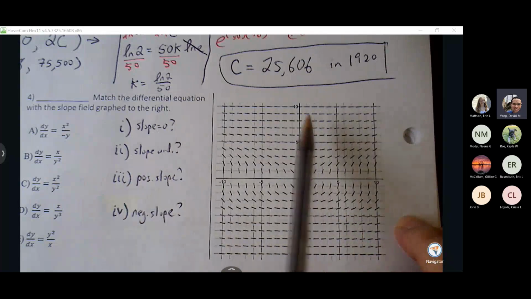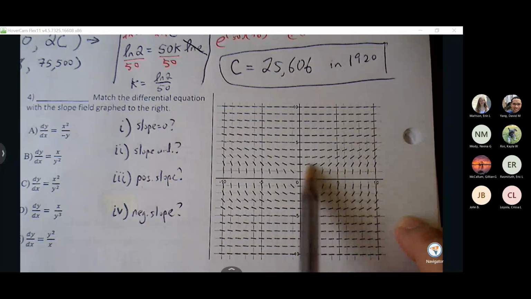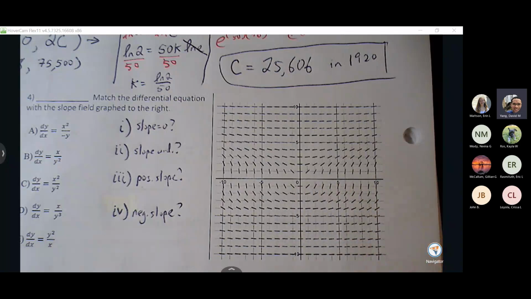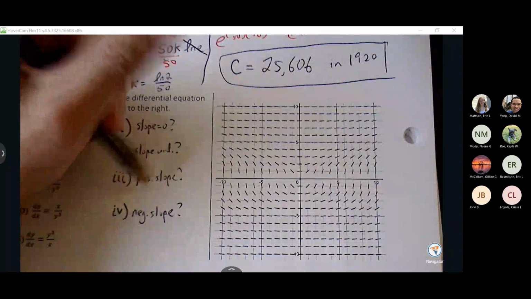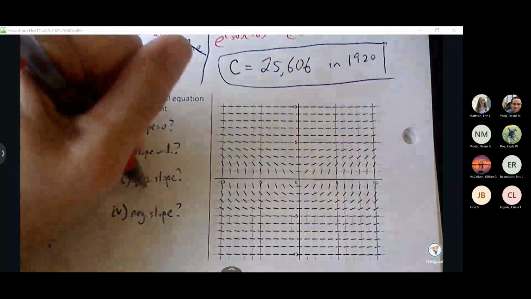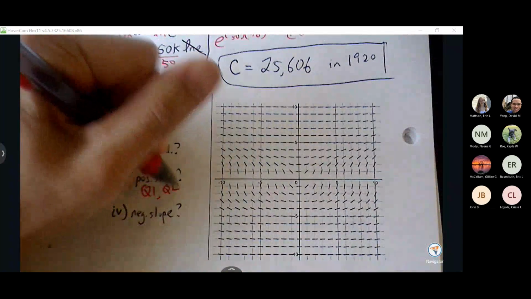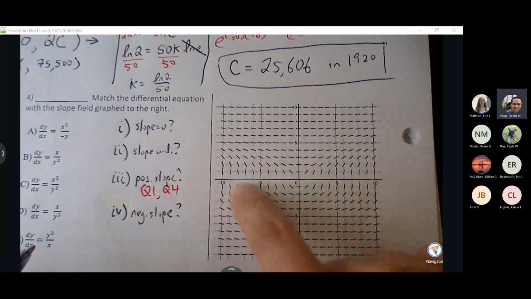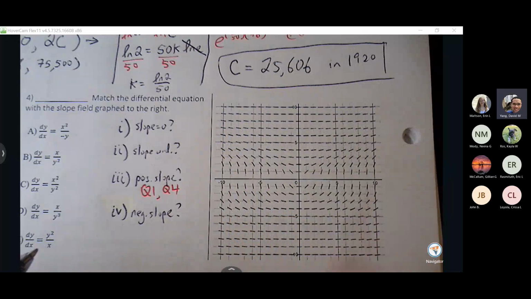So positive slope, I see positive slope all within first quadrant. I see positive slope all across the fourth quadrant. Negative slope, I see negative slope second quadrant and fourth quadrant. Or sorry, second quadrant and third quadrant.